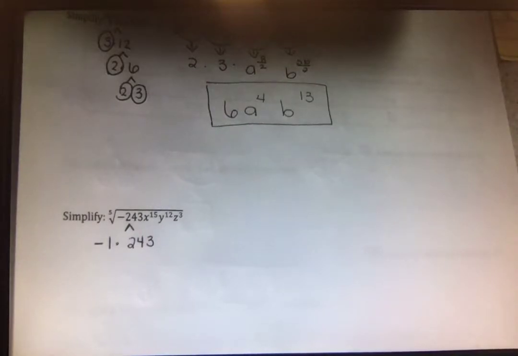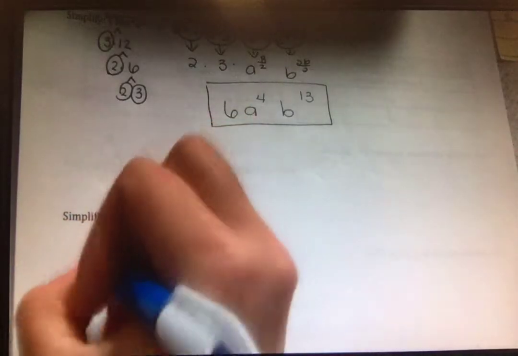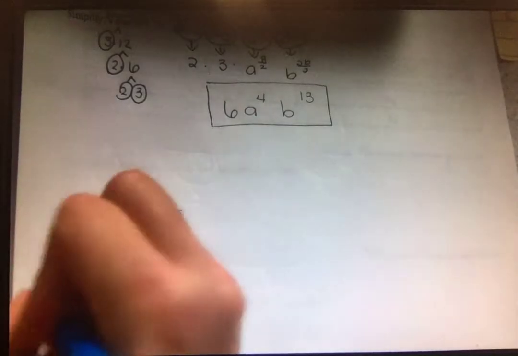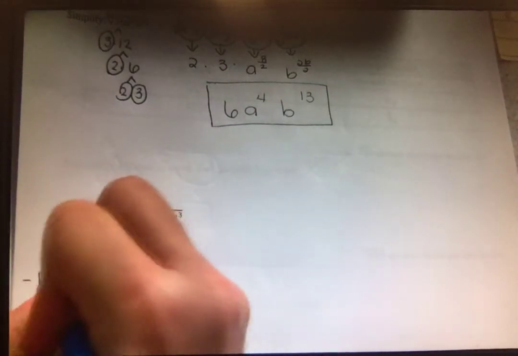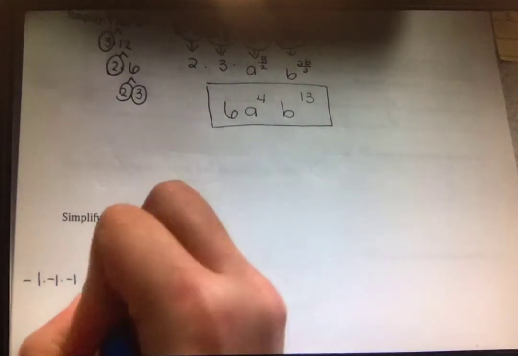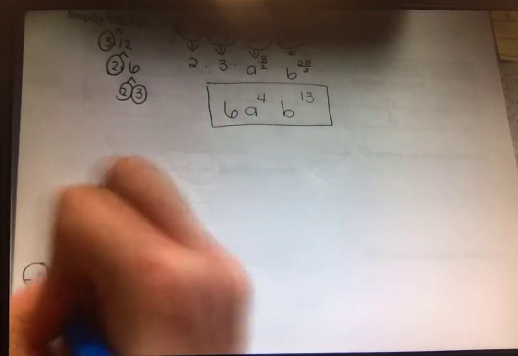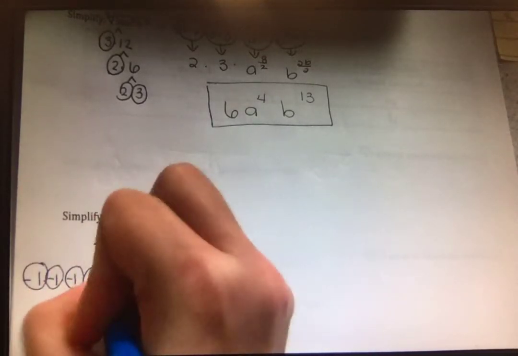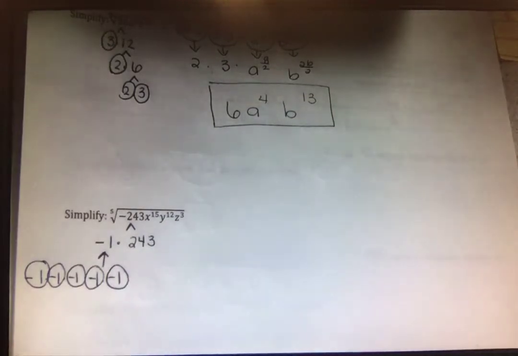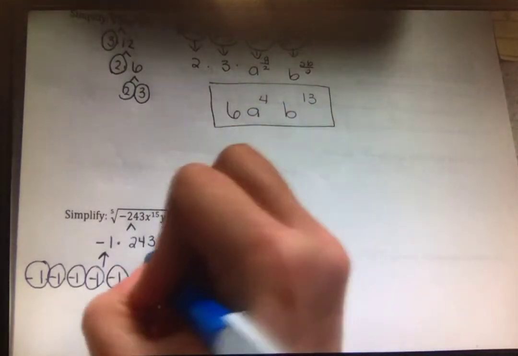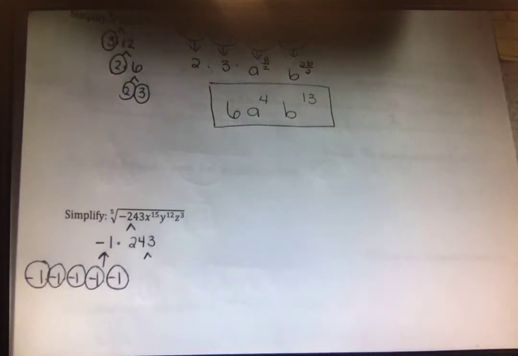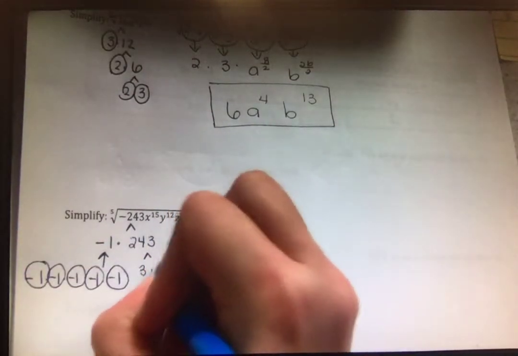Because we're taking out groups of 5, and 5 is odd, I can say negative 1 times negative 1 times negative 1 times negative 1 times negative 1. That'll give me those 5 negative 1s I'm looking for, and it's still negative 1. Breaking down 243, we know it's 3 and 81.